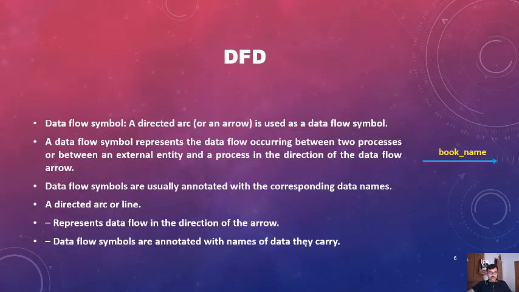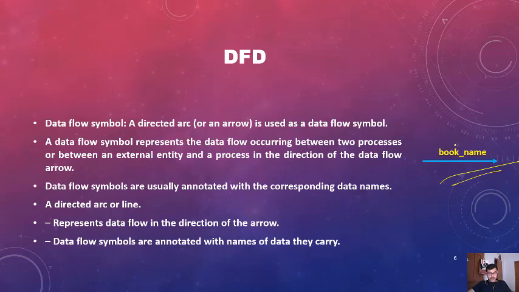The next one is the data flow symbol, the arrow sign, the directed arrow sign. The directed arc is used as a data flow symbol. A data flow symbol represents the data flow occurring between two processes, or between an external entity and a process, in the direction of the data flow arrow.